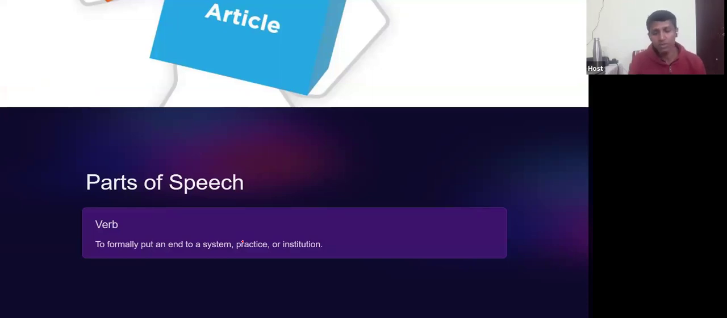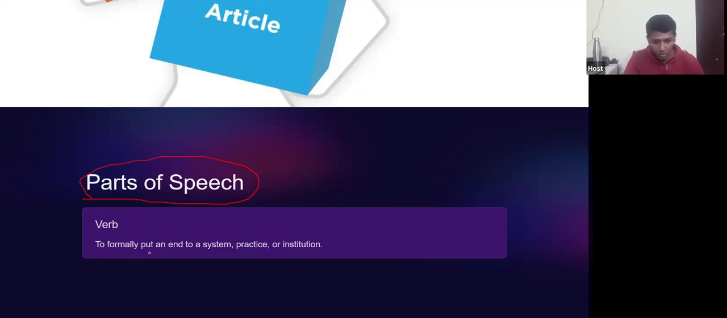In terms of parts of speech, it is a verb. The reason we discuss parts of speech is that it becomes easy for us to form a sentence. It's completely okay if you are not aware of parts of speech. Just look at how a sentence is formed and duplicate it. Simple as that. So it's a verb: to formally put an end to a system, practice, or institution.